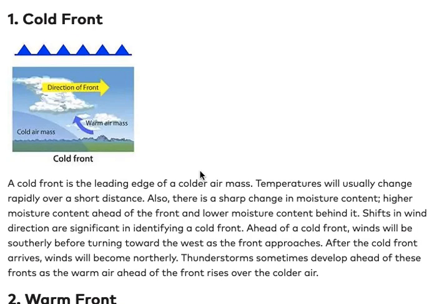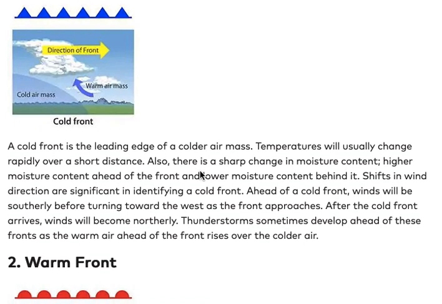Shifts in wind direction are significant in identifying a cold front. Ahead of a cold front, winds will be southerly before turning toward the west as the front approaches. After the cold front arrives, winds will become northerly. Thunderstorms sometimes develop ahead of these fronts as the warm air ahead of the front rises over the colder air.